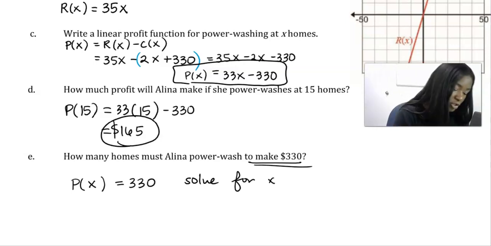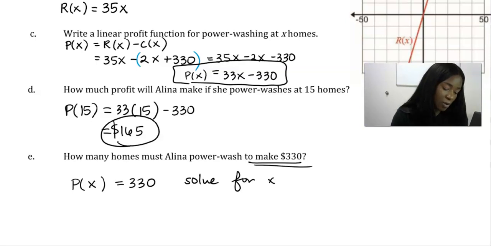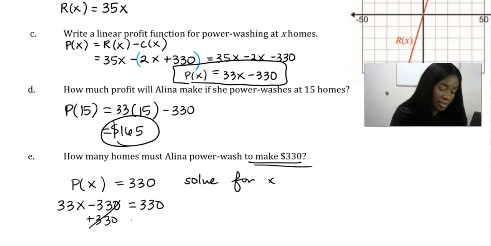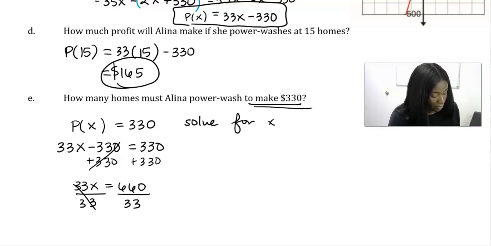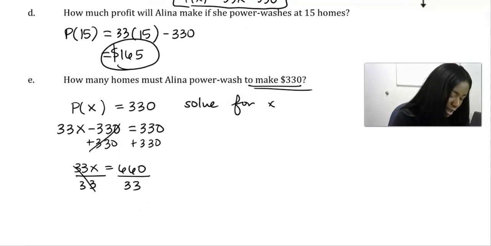So I'm setting the profit function from part C, which is 33x minus 330, equal to 330, and I'm going to solve for x. I'm going to add 330 to both sides of the equation. So I now have 33x equals 660. And now I'm going to divide both sides of this equation by 33 to see that she needs to power wash 20 homes in order to make $330.